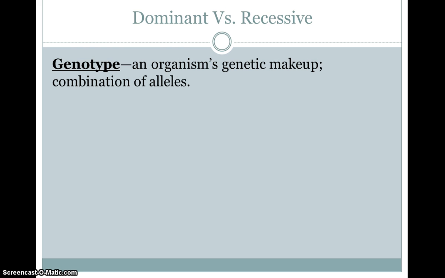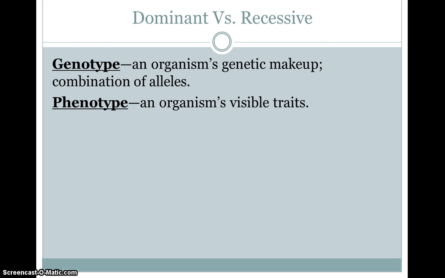So let's look at a couple more vocabulary words to try and reinforce this concept of dominant versus recessive alleles. So first we have a genotype. Now a genotype is an organism's genetic makeup. You see that word gene right there. It's almost like it says gene type. Okay, so another way to think of that is the combination of alleles. The phenotype means that that is an organism's visible traits. It's what you can actually see.